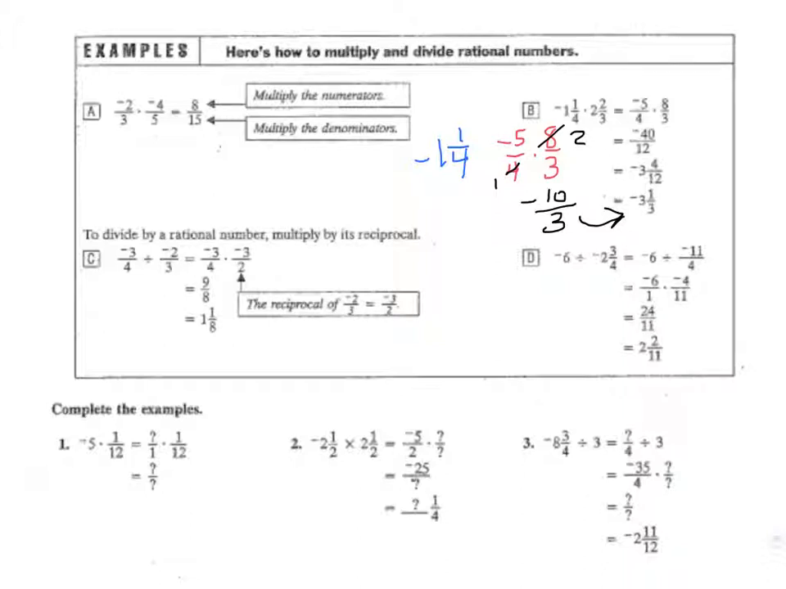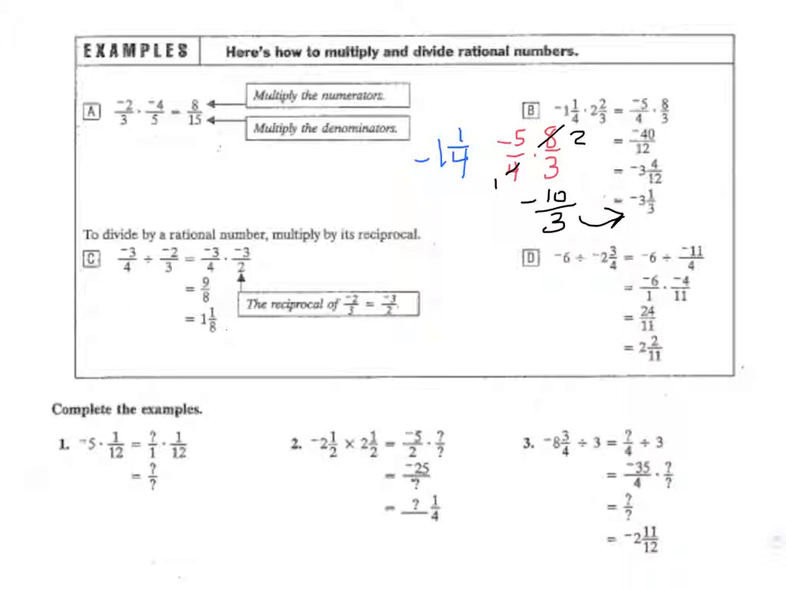Part C, to divide by a rational number, multiply by the reciprocal. So we have negative 3/4 divided by negative 2/3 is negative 3/4 times negative 3/2, the reciprocal. There is no simplifying to be done. Negative 3 times negative 3, positive 9. 4 times 2 is 8. By the way, you do not have to turn them back into mixed numbers. That is not necessary.